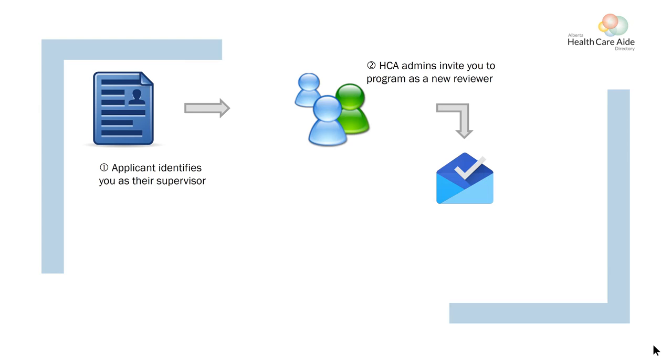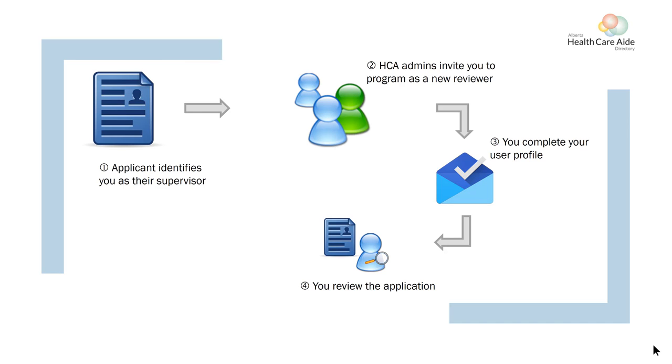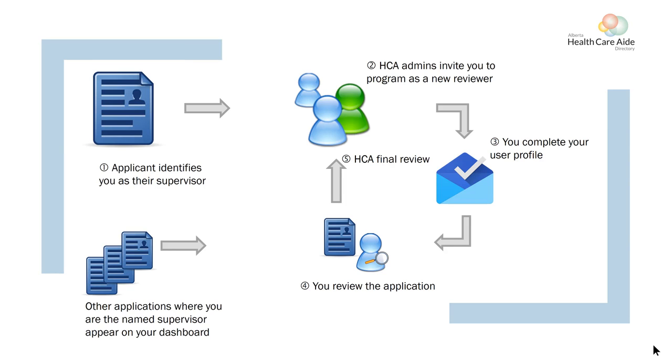When you are identified as a supervisor for the first time, an invitation is forwarded to you by the Alberta Healthcare Aide Directory organization to create an account. Once your account is created, you can review applications and submit them back to the HCA administrators for further review and finalization. You only need to set up your account once. If other individuals name you as their supervisor, their applications will automatically appear on your dashboard.